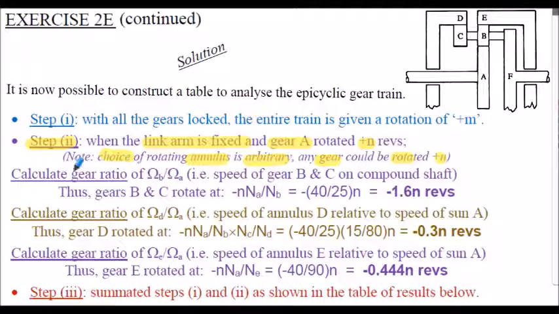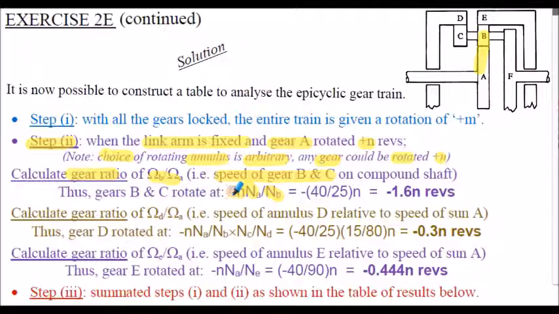So let's consider the gear ratio for gears B to A. In other words, the speed of gear B and C, because don't forget B and C are compound gears on the same shaft, with the speed of gear A. So to work out the gear ratio for this simple train, A to C, it will simply be NA divided by NB multiplied by the speed of gear A, which is N in this case.